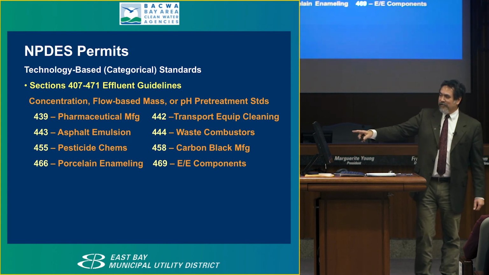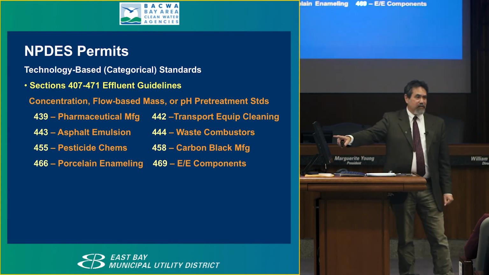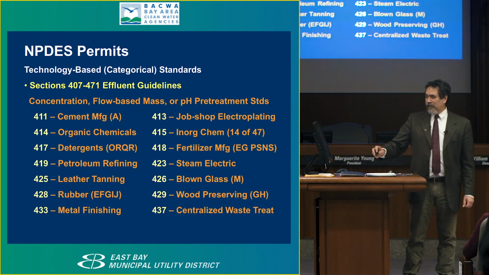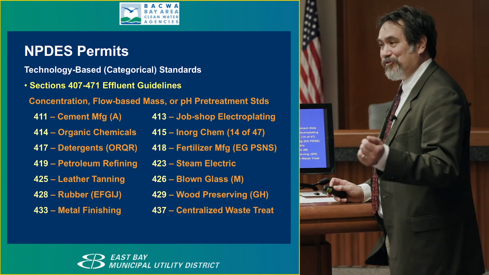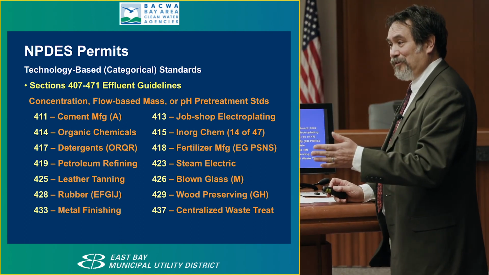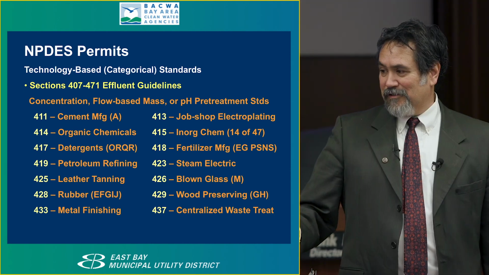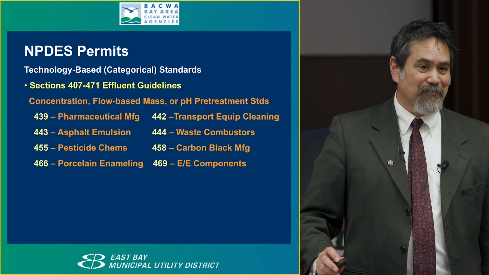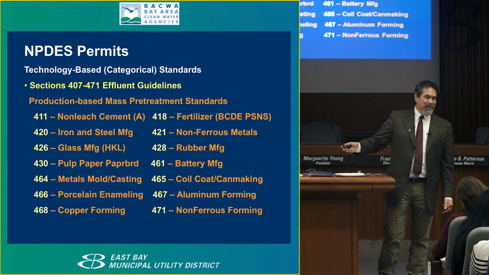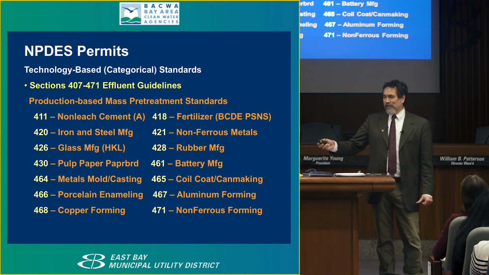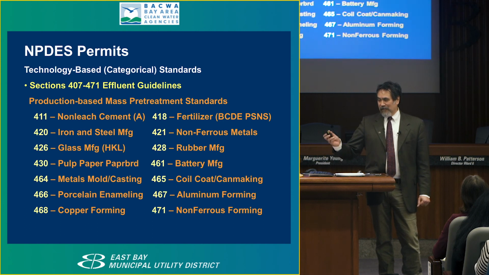So these are the standards that have concentration-based, flow-based, mass, or pH pretreatment standards. These are the only categories in which there is an actual discharge that's allowed that you treat for, and here's a limit. Okay? That's these. These are the only ones. There's a whole bunch of them. Oh, here's production. I'm sorry. There's also production-based mass limits as well. These ones also have limits, where there's a discharge that's treated.